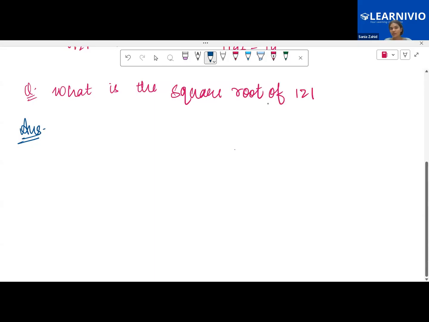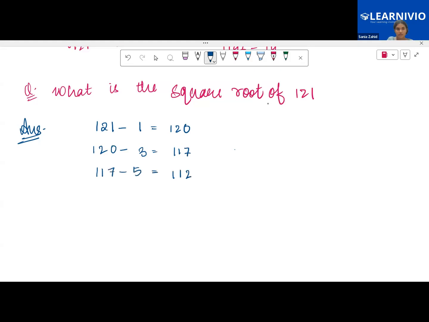So now if you have to calculate 121, what will you do in this question? Pay attention. We are going to continuously subtract odd numbers. What is the first odd number? 1. So you will subtract 121 minus 1. You get 120. Then you do 120 minus 3. You get 117. Then 117 minus 5. You get 112. 112 minus 7. Okay, and so on. So you're going to just keep on repeatedly subtracting the odd numbers until you get a 0, and then count how many numbers did you subtract.